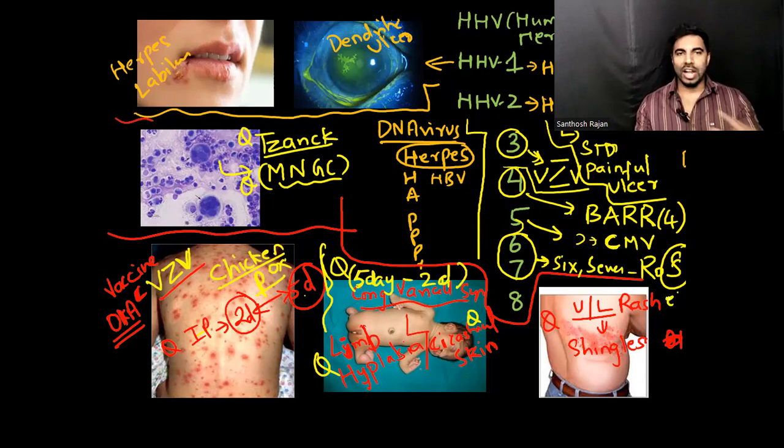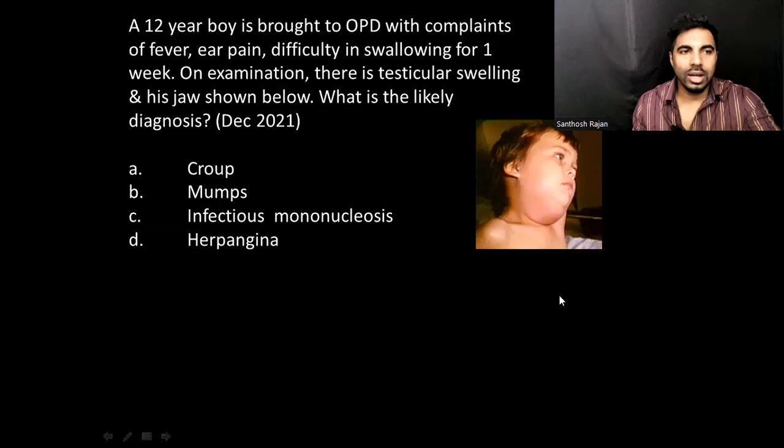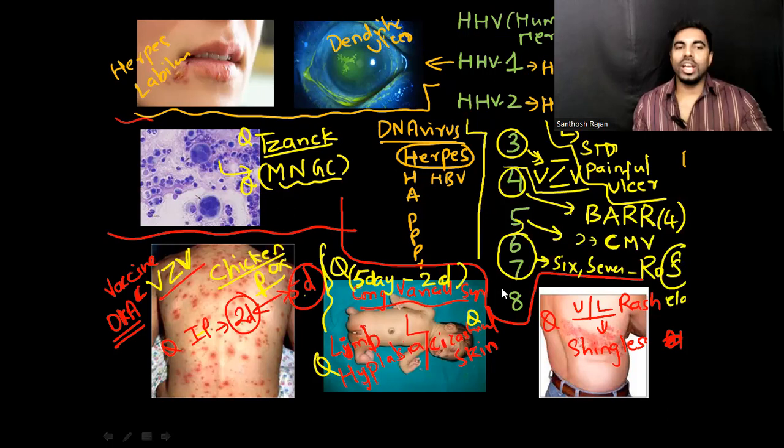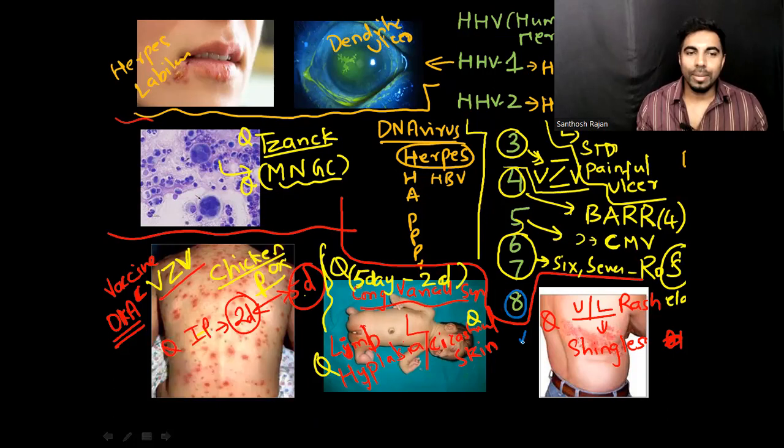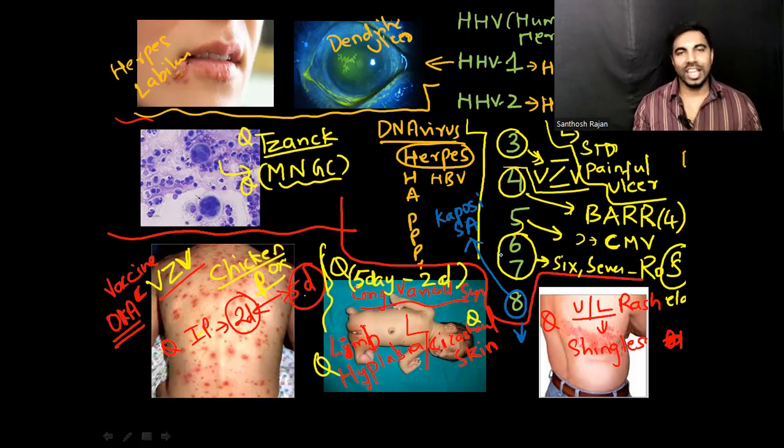And 8 causes what? Kaposi sarcoma. HHV-8. Even without my explaining, you must know what HHV-8 causes. You know very well, it's Kaposi sarcoma. I'll write it here: 8 causes Kaposi sarcoma, the most common tumor in HIV. It's a vascular tumor.